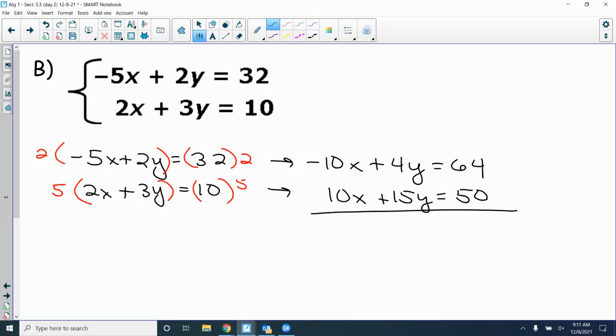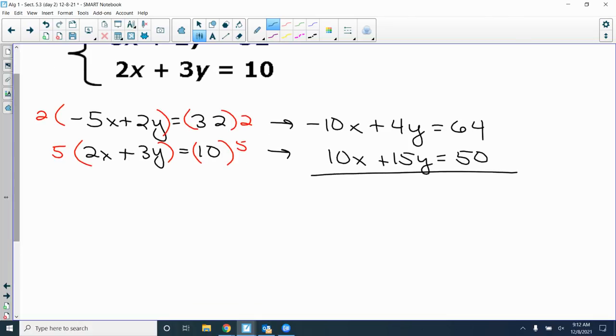All right, now, Jeff, what am I doing now? Distribute. Add the 4 and the 15. Okay, because what happens to the negative 10 and the 10? They cancel out. Good. So what's 4 plus 15? 19. 19 what? 19y.